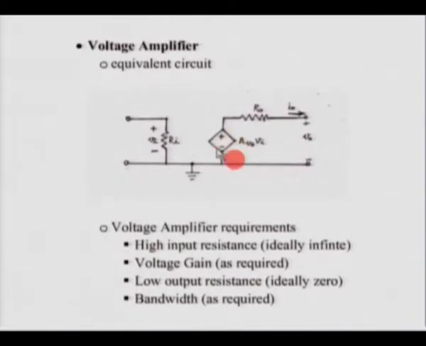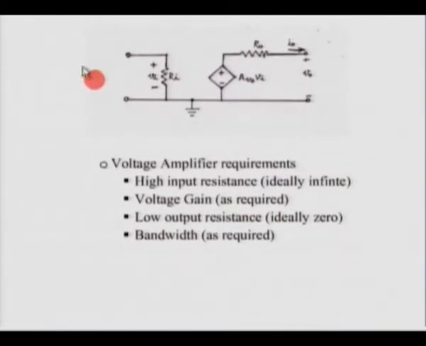On the output side you have a controlled voltage source whose amplitude is AVO times Vi, AVO meaning the open circuit voltage gain. Being a voltage source, it is represented by its Thevenin equivalent model. So, you have the open circuit voltage in series with a resistance R naught, which is the output resistance of the amplifier. Since the voltage amplifier is the most commonly used amplifier, let us look at some of the requirements.